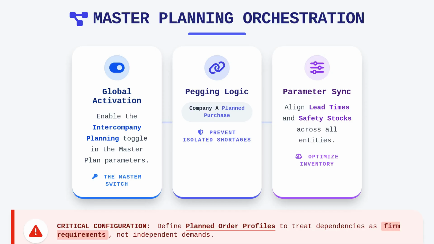Furthermore, you must verify that the item coverage settings across both legal entities are aligned in terms of lead times and safety stocks. A mismatch in these parameters often causes the planning engine to generate excessive stock or, conversely, frequent inventory shortages that frustrate warehouse operations.